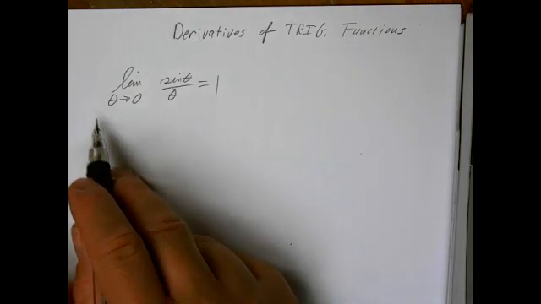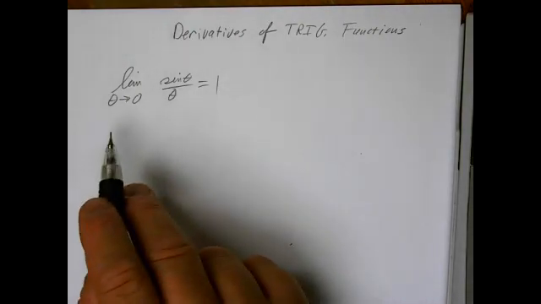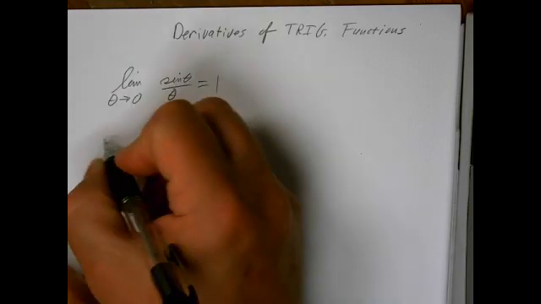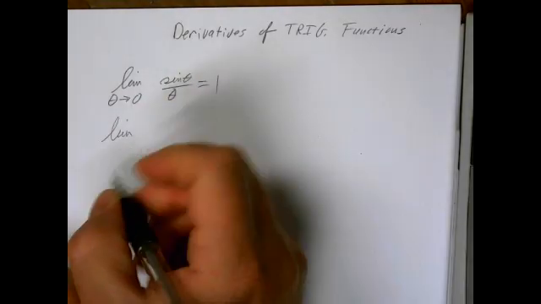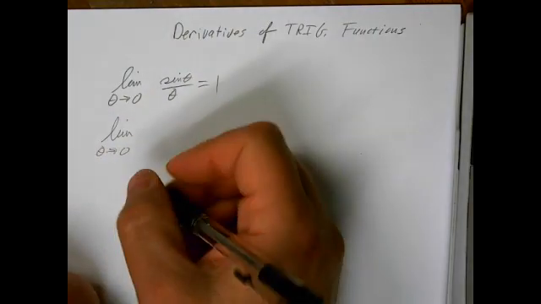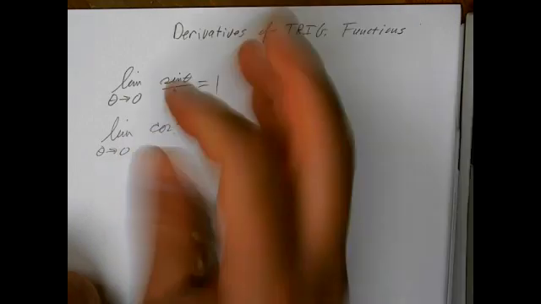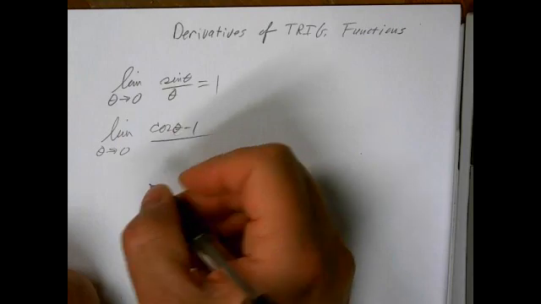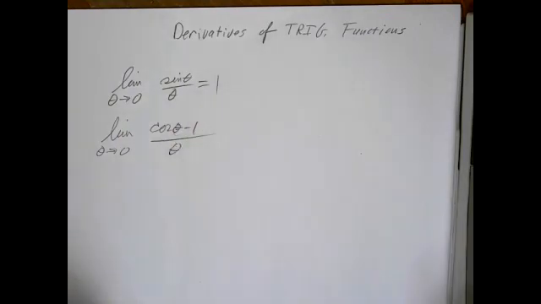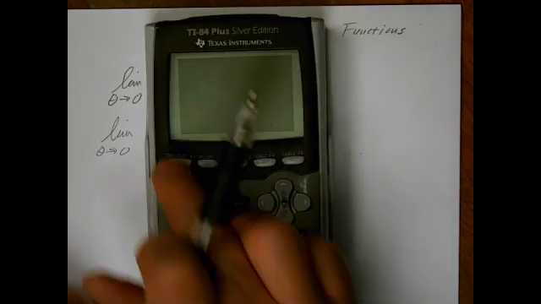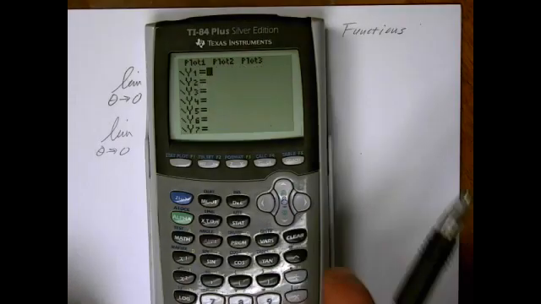All right? So the first limit that we're going to bump into that we need to be able to evaluate is sine theta over theta. All right? Now, another one that we will run into is going to be the limit as theta approaches 0 of cosine theta minus 1 over theta. And this is another one where if you just plug in the 0, you get division by 0. So we will again resort to using the calculator.